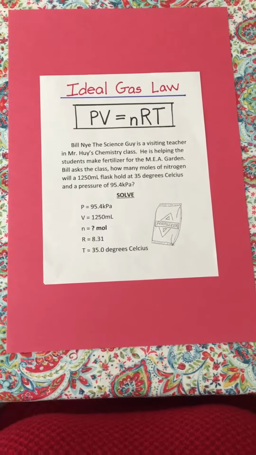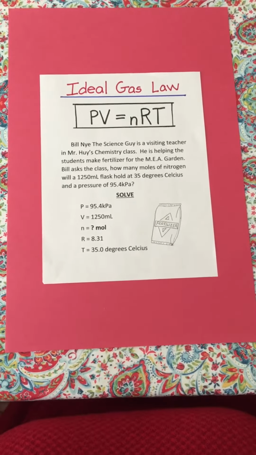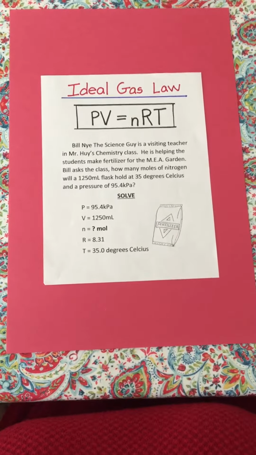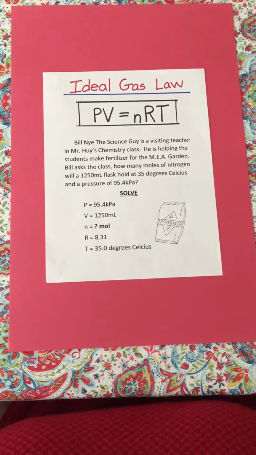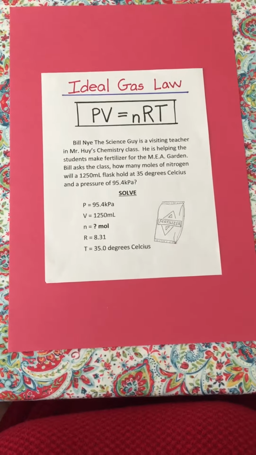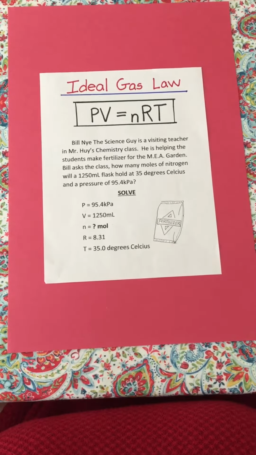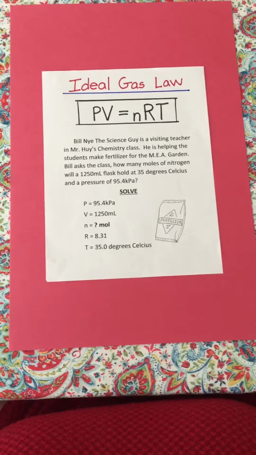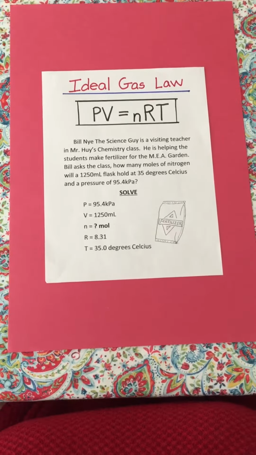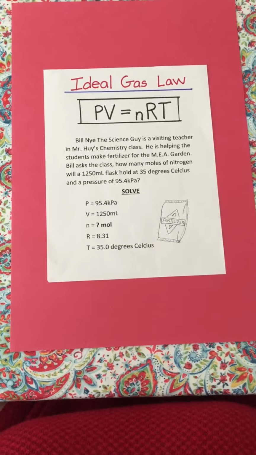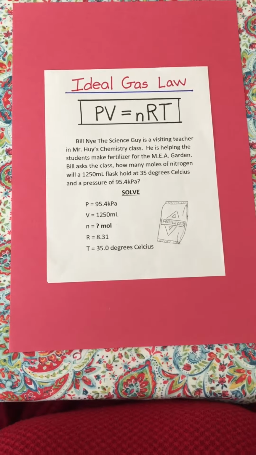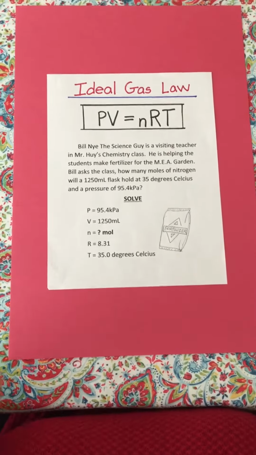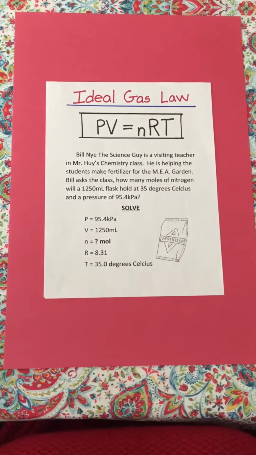Here's an example of the ideal gas law used in a word problem. Bill Nye the Science Guy is a visiting teacher in Mr. Wee's chemistry class. He is helping the students make fertilizer for the MEA garden. Bill asks the class, how many moles of nitrogen will a 1,250 milliliter flask hold at 35 degrees Celsius and a pressure of 95.4 kPa? Here are the variables below to help you solve the problem.